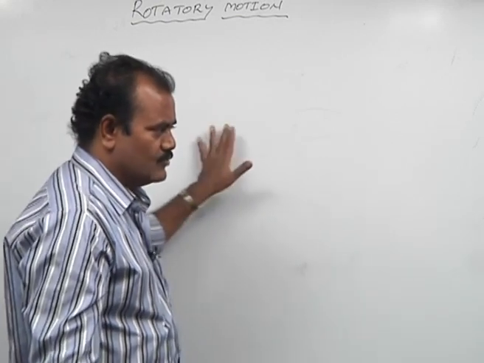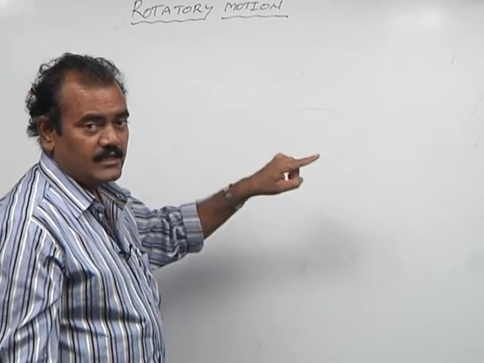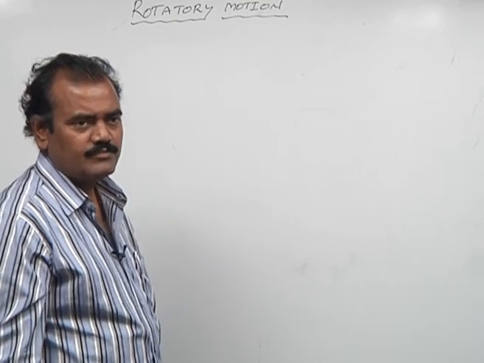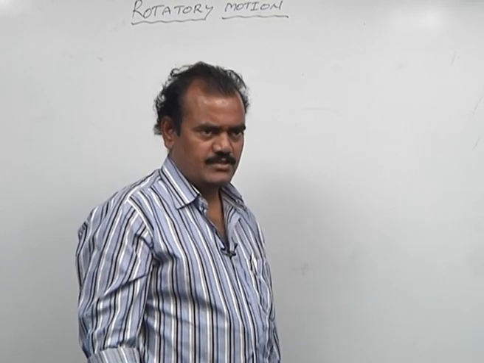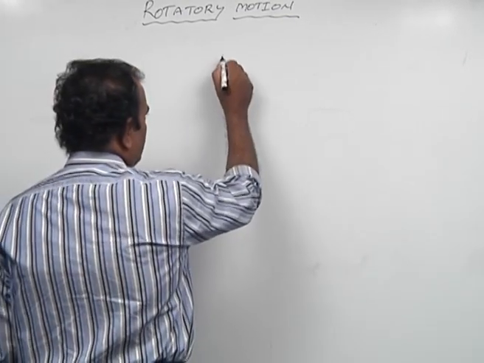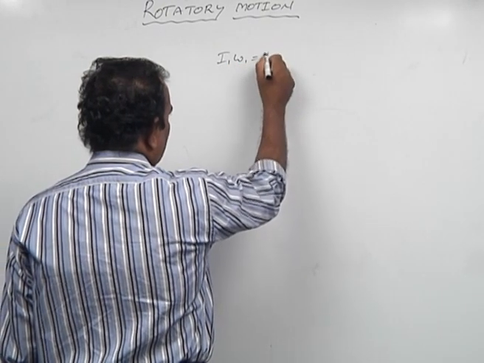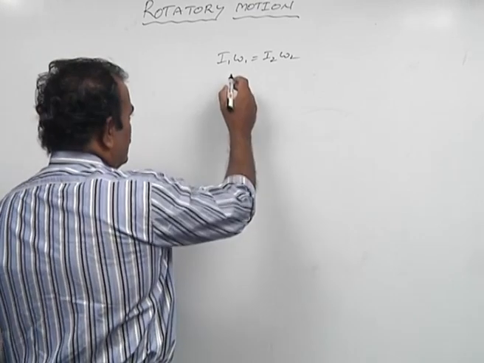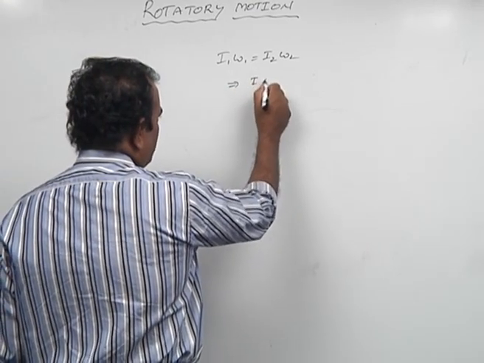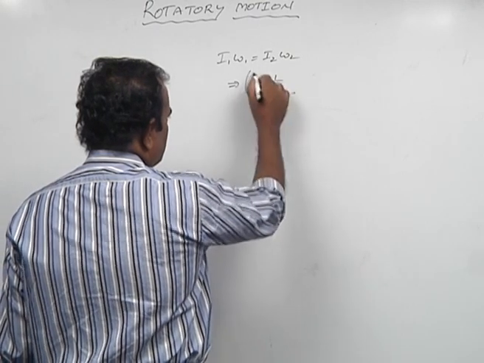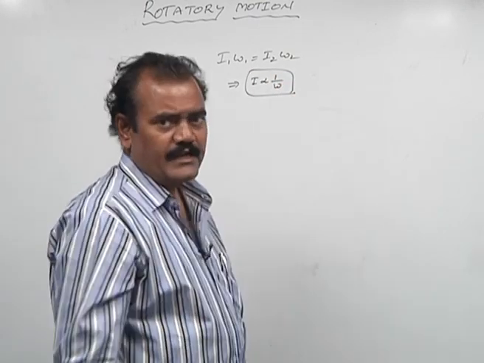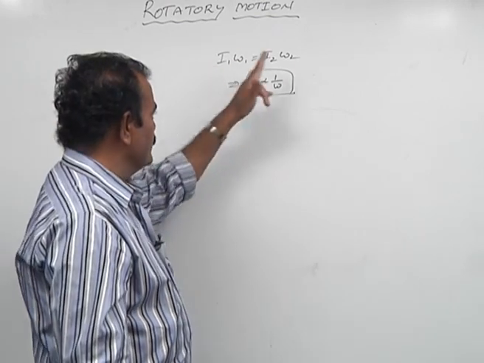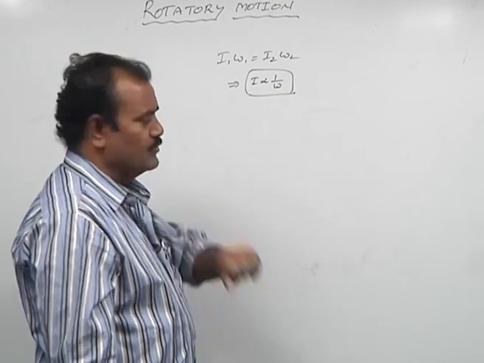system. Similarly, here also, when there is no external torque, in place of the force a torque comes. So when there is no external torque acting on the system, total angular momentum is conserved. Its meaning is, I1 omega 1 is equal to I2 omega 2, which means I is inversely proportional to omega. So when there is no external torque acting on the system, total angular momentum is conserved: I1 omega 1 equals I2 omega 2, I inversely proportional to omega.